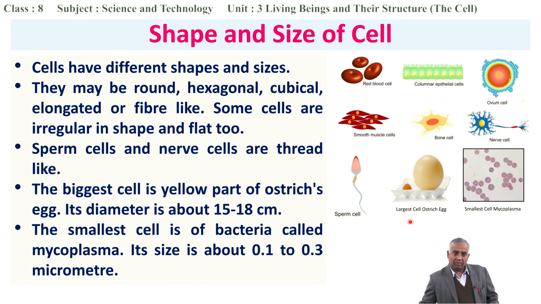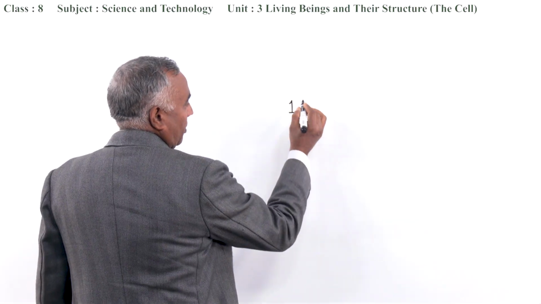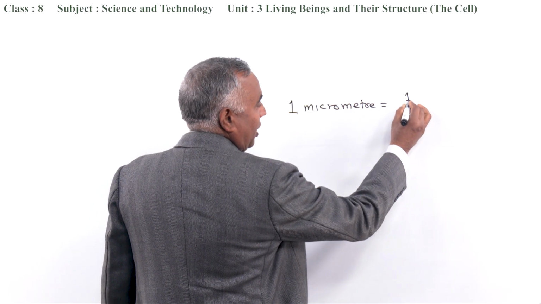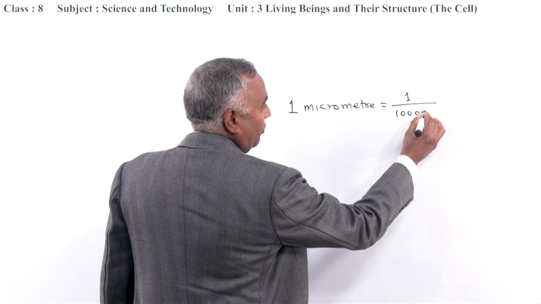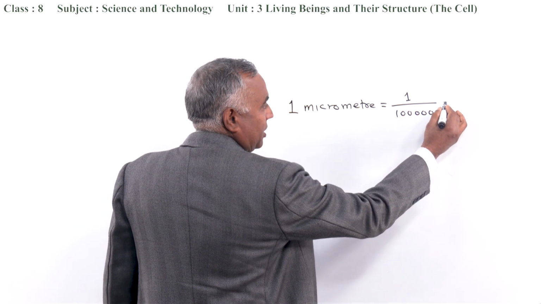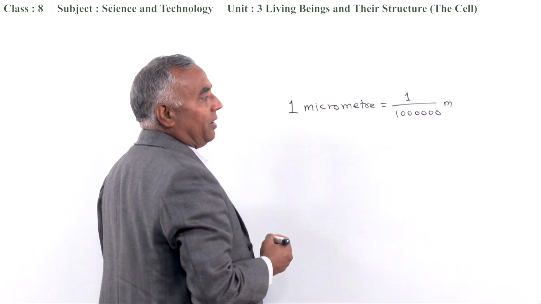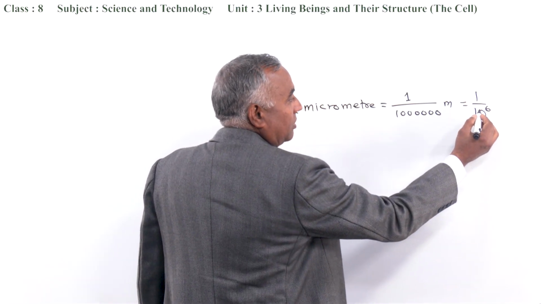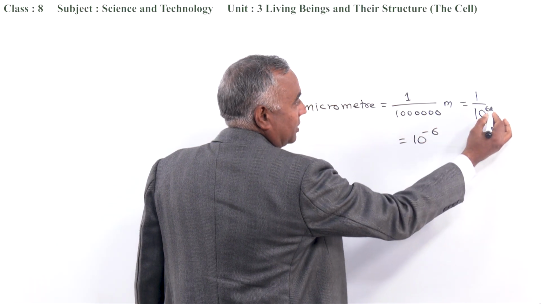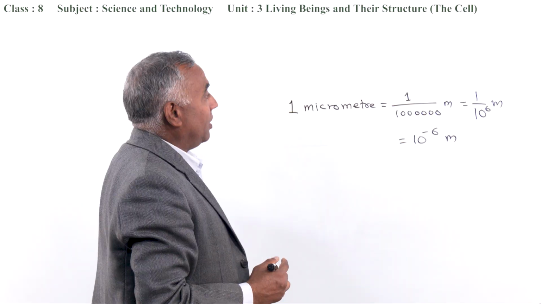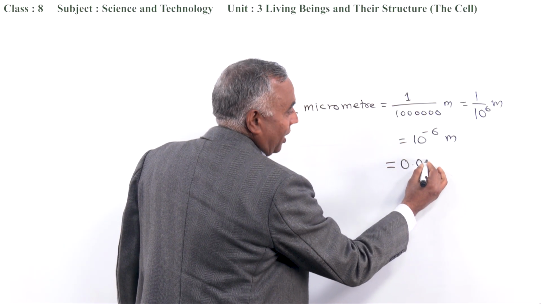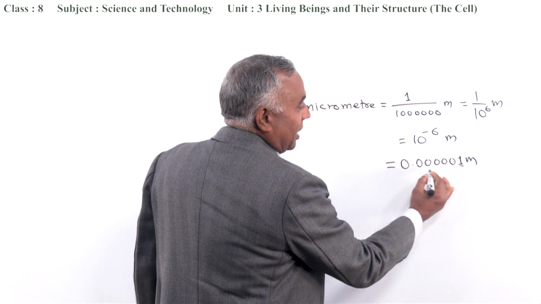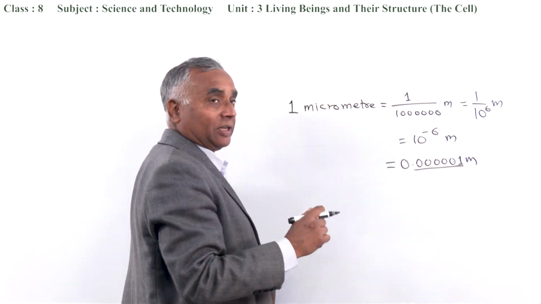Or you can say 1 micrometer equals 1 by 10 to the power 6, or 10 to the power minus 6 meter. If you write it in decimal, it will be 0.000001 meter. Here I counted just 6 digits after the decimal, okay students.